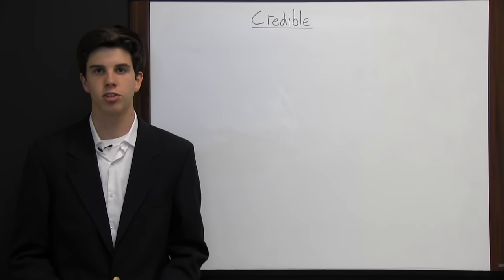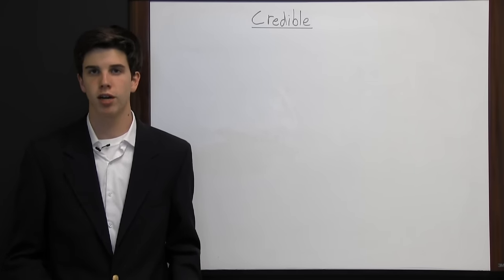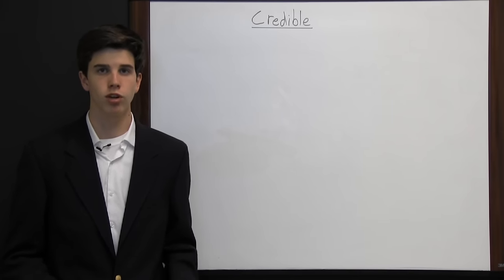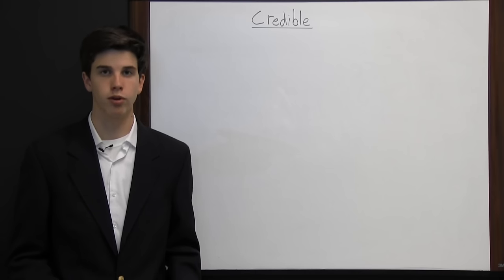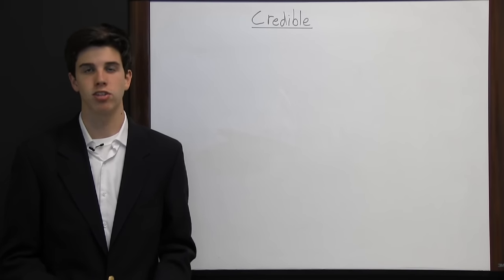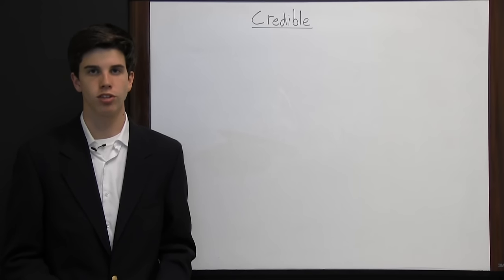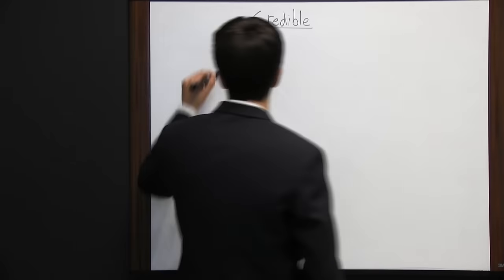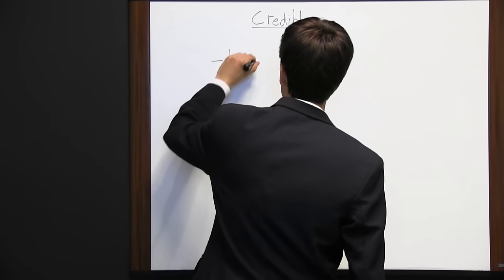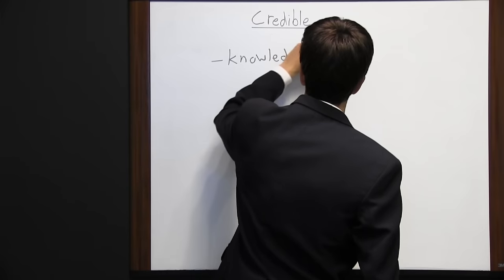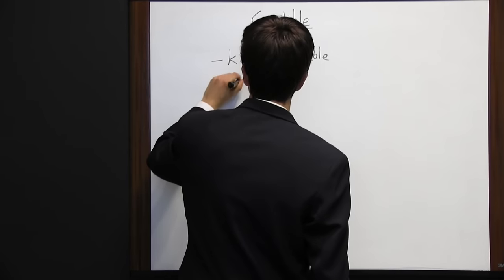The text used to support an argument must be credible, or another word for credible would be believable. And it's important for writers to be credible so that the reader will believe their writing. So there's a couple of important things that an author should do in order to be credible. First, they need to be knowledgeable on the subject. And second, they need to be unbiased.